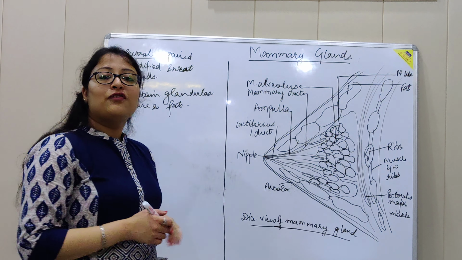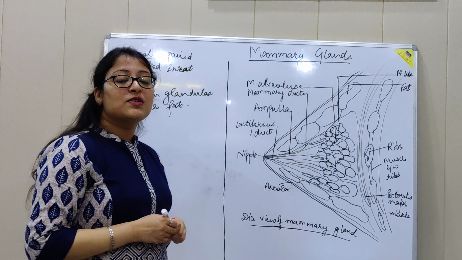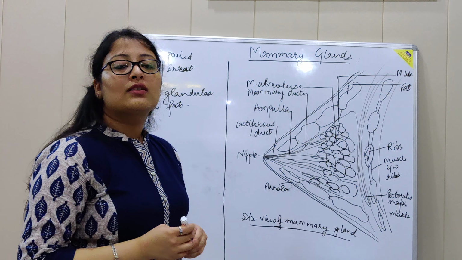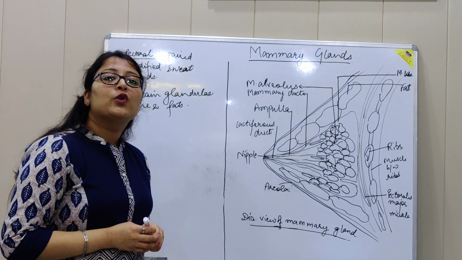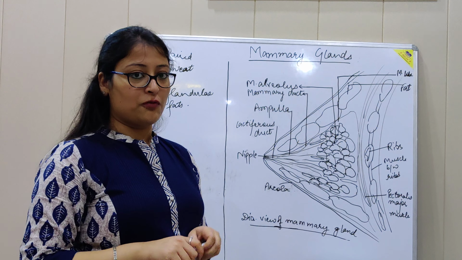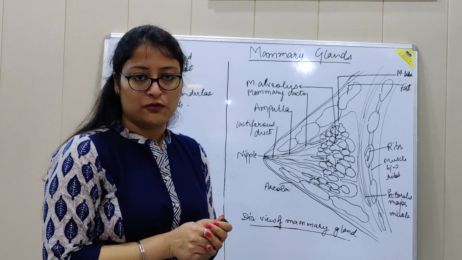Mammary glands become functional in humans after attaining puberty, in response to hormones like estrogen, progesterone, oxytocin and prolactin. Prolactin is responsible for the production and secretion of milk, and oxytocin is responsible for ejection of milk.